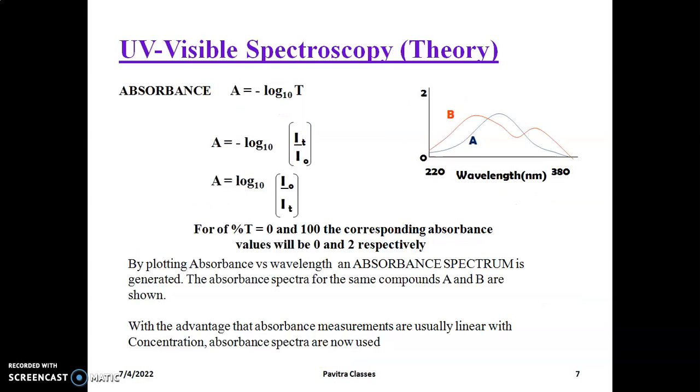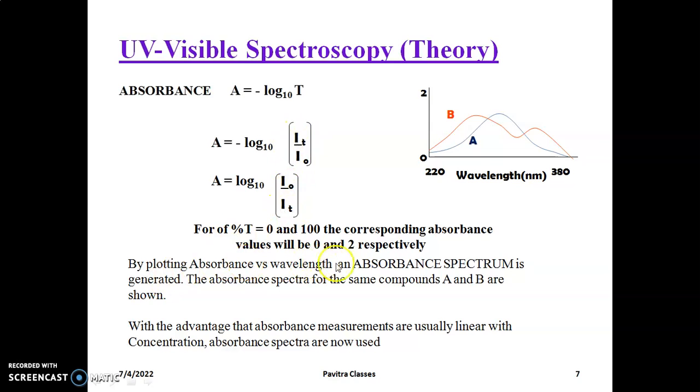Next is absorbance. Absorbance versus wavelength is plotted for compounds A and B, as shown in this graph. Absorbance is equal to minus log 10 of the transmittance, where transmittance is the transmitted light divided by the incident light, as in the previous equation. Taking the minus of this log, A is equal to log 10 of the incident light divided by the transmitted light.